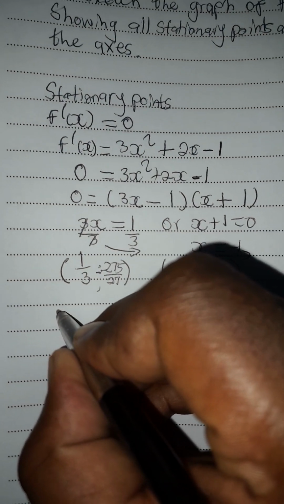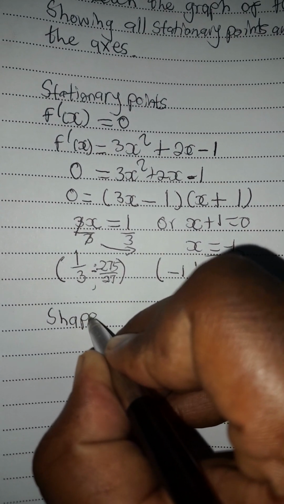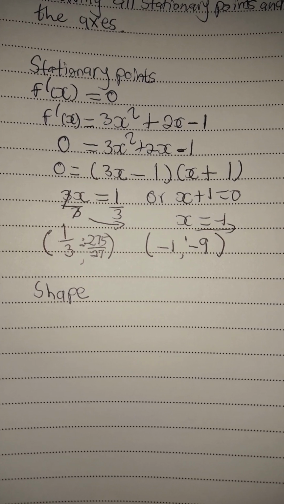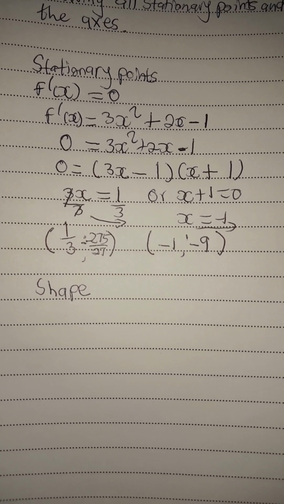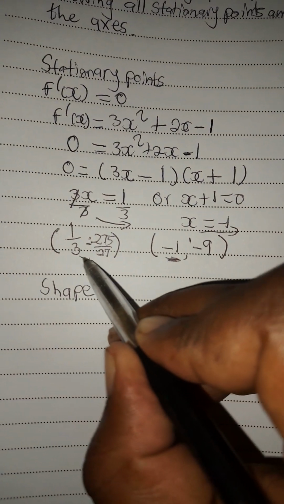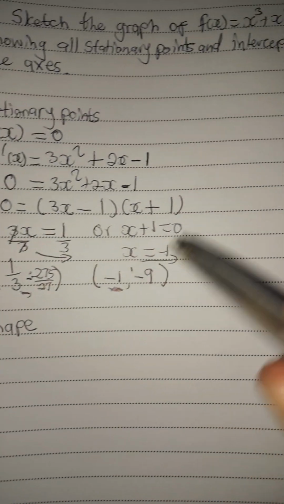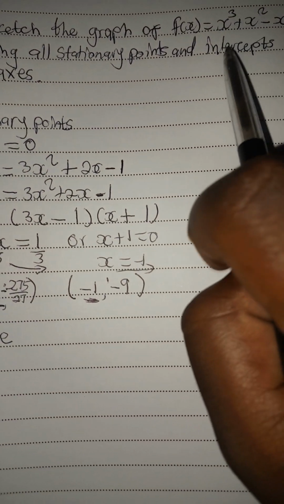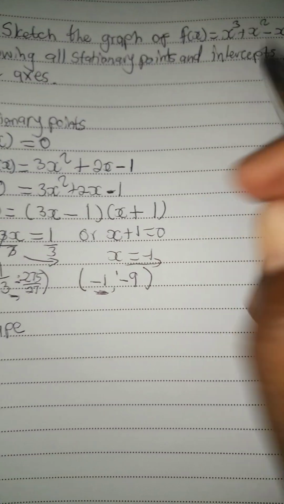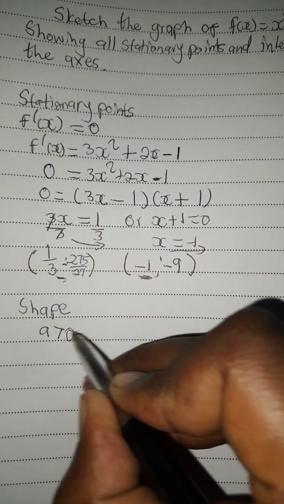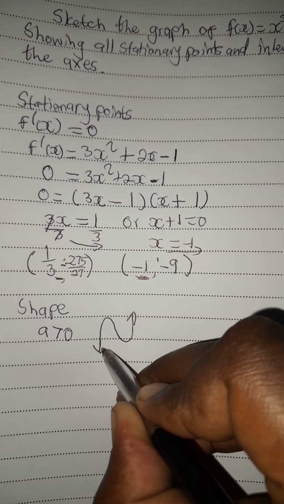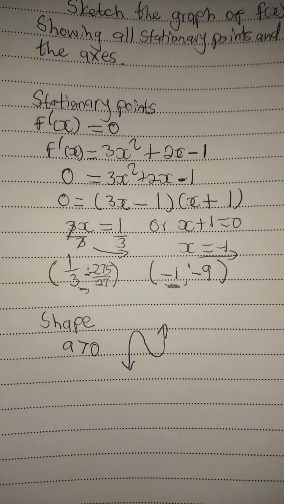Now let's test for the shape so that we know what our shape will look like. By the look of things, when you look at those coordinates, you could see that our local maximum is found at negative 1 and negative 9, and the other is a local minimum. Another part is that the first coefficient, the a value, will determine the shape. If it's positive, that means a is greater than 0, so it will start at a maximum and go to a minimum. So this is the shape that we are going to have.